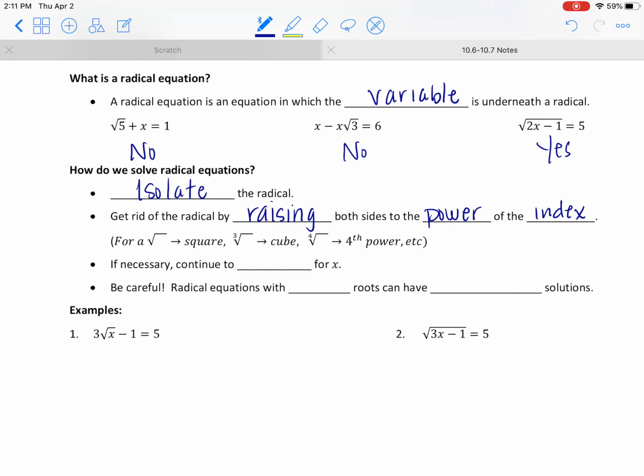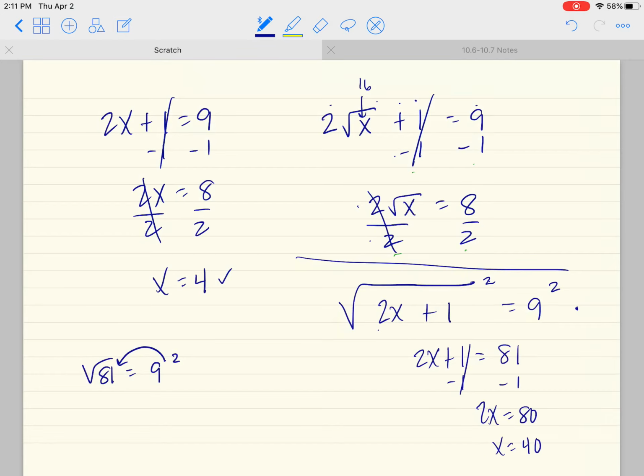So if we have a square root, we're going to square both sides. If we have a cube root, we cube. If it's a fourth root, raise both sides to the fourth power, and so on. And then some of our equations will be done at that step, but if x still isn't alone, we may have to continue to solve for x.